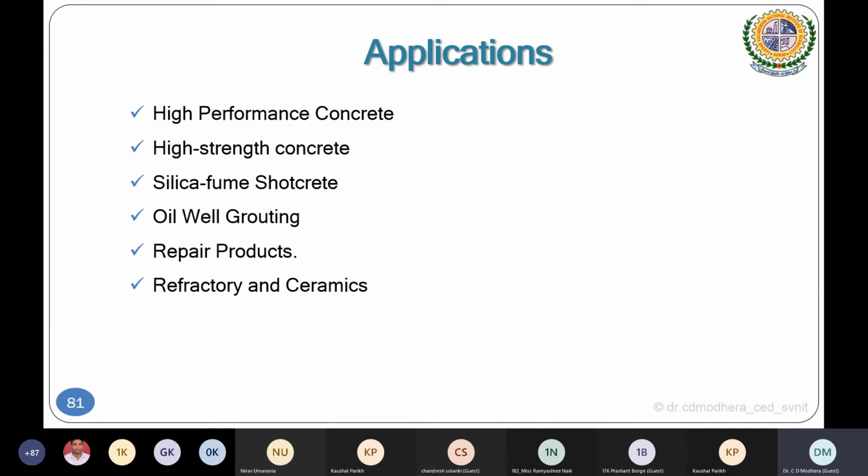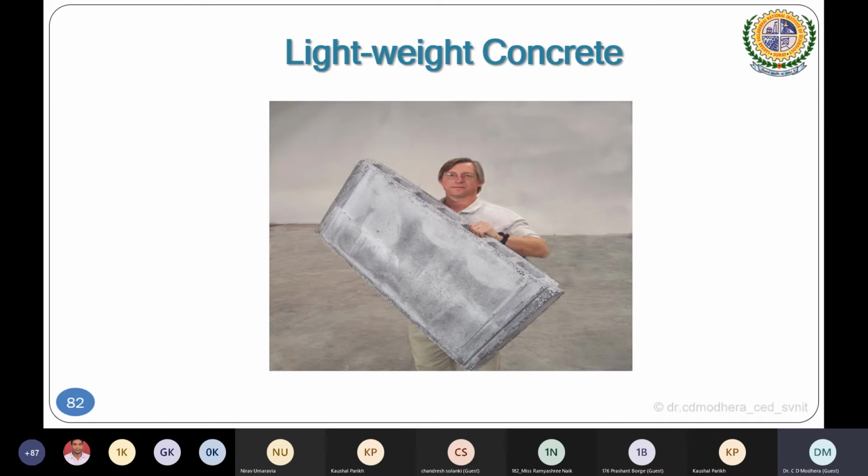So here the applications, now please sorry for the delay, this interruption. High performance concrete, high strength concrete, high silica fume shotcrete. These are just fundamental applications where we are using that concrete. For repair products also, and we are using it in refractory and ceramic kinds of things. I was showing that time, it is available here. This kind of floor or block is available lightweight. It can be lifted by a single man, so it directly reflects a low density kind of material. AAC block is like that only.